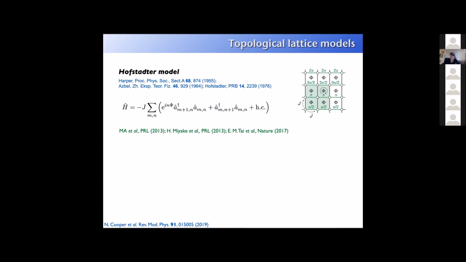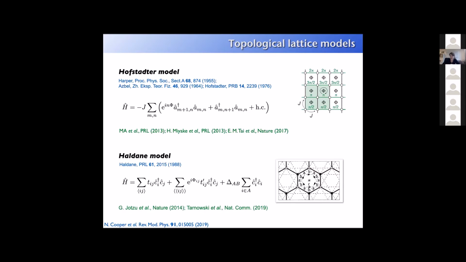The second model that has been studied quite extensively now is the Haldane model, realized on a hexagonal lattice, where the topology arises due to complex next nearest neighbor hopping. And in contrast to the Hofstadter model here, the flux that is piercing one unit cell averages to 0. Now, both of these models have a very interesting energy spectrum, and in particular, very interesting topological phases.